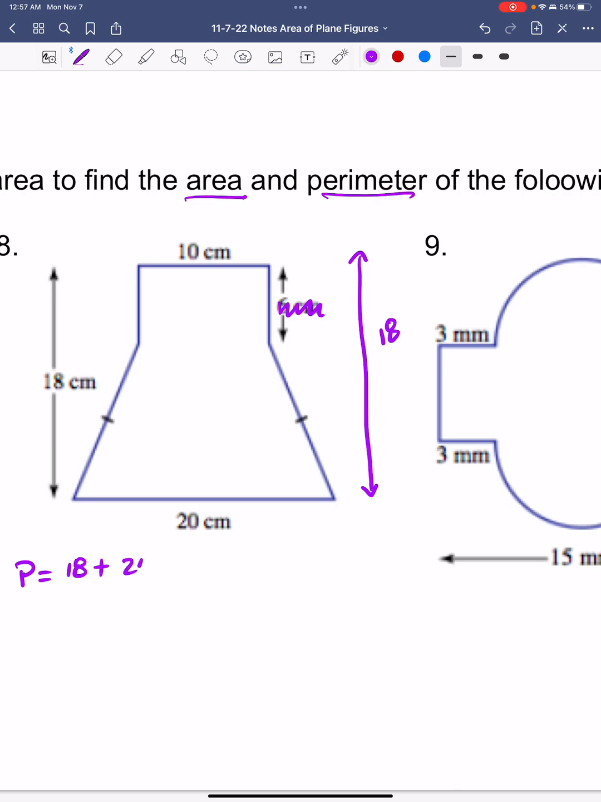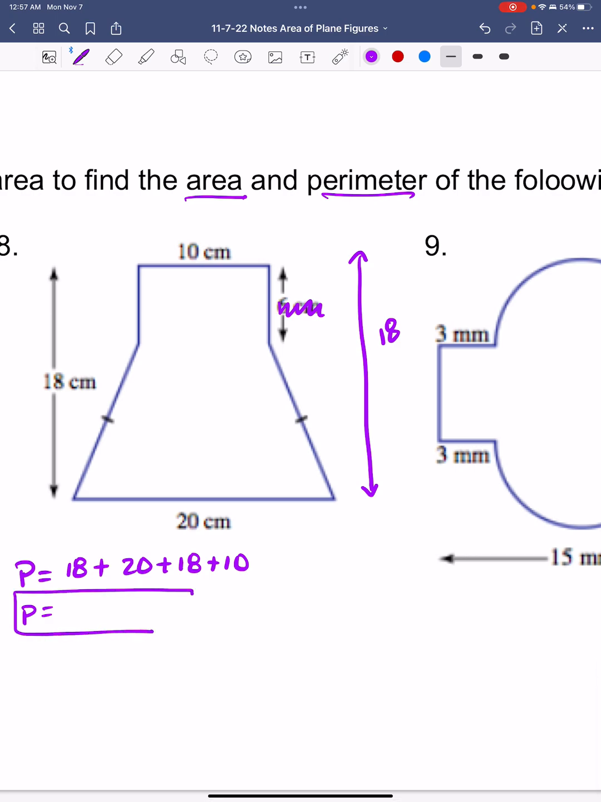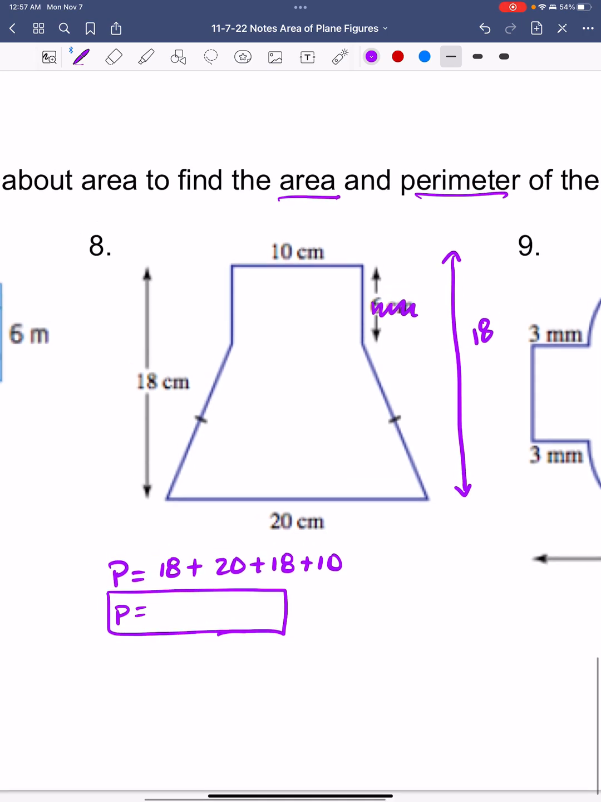18, 20, 18, and 10. Whenever you get those, you're going to add them together, and that is going to be your perimeter. Okay, and area.